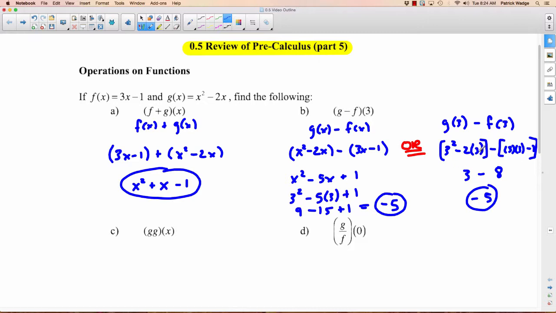If you're doing it this way over here, you'd have to do the whole process over again. If you're doing this method here, you could go straight down to here, and you could just plug 10 into here. 10 squared is 100, 5 times 10 is 50, 100 minus 50 is 50, plus 1, 51, I'm done. Whereas here you'd have to do the whole process over again. So it kind of depends on what question you're asking, whether you should use the first process or second process. But you can use them both.